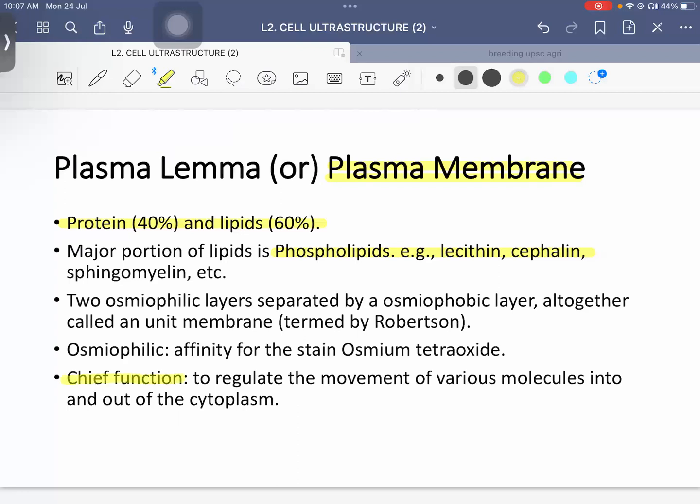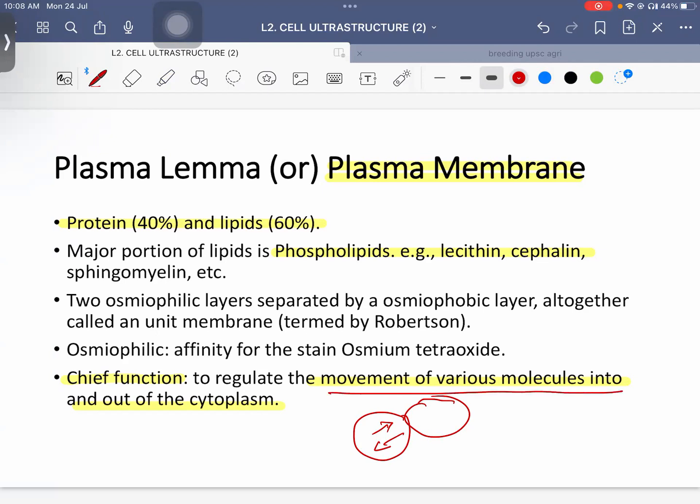And the chief function, just tell one liner, that much space you have, not more than that: to regulate the movement of various molecules into and out of the cytoplasm. For movement between the components, we have this plasma lemma, the unit of communication. Movement between, inside, and out of the cytoplasm is done by the plasma membrane, which is a very important key point which you should remember.